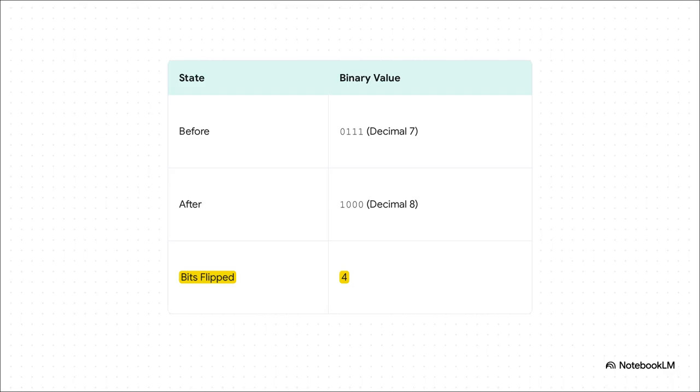This is a perfect way to see the problem. Look at a simple binary counter going from 7 to 8. In binary, that's 0, 1, 1, 1, changing to 1, 0, 0, 0. Now look closely. To make that one single step, from 7 to 8, 4 different bits have to flip at the exact same time. All 4 have to change in the same nanosecond.